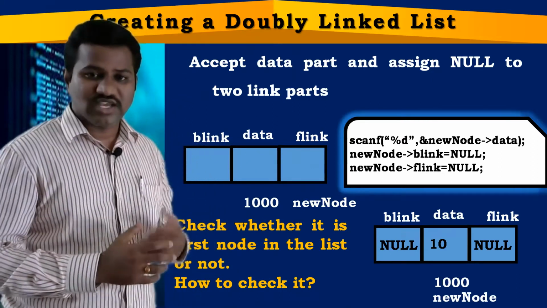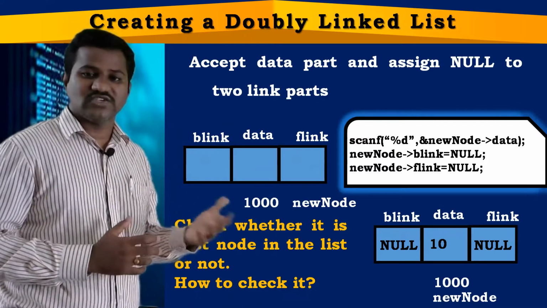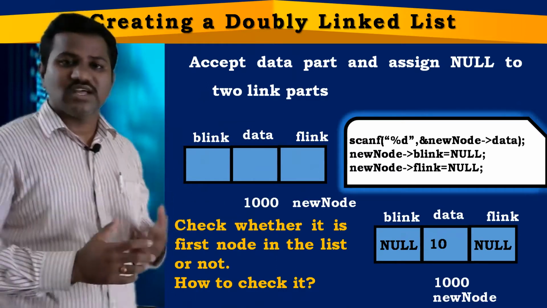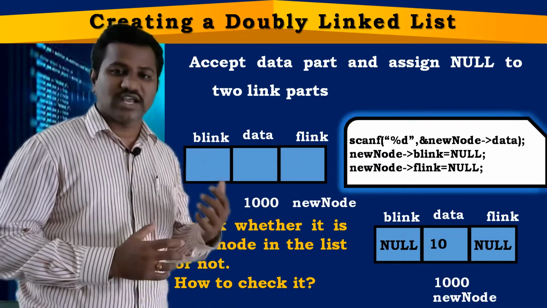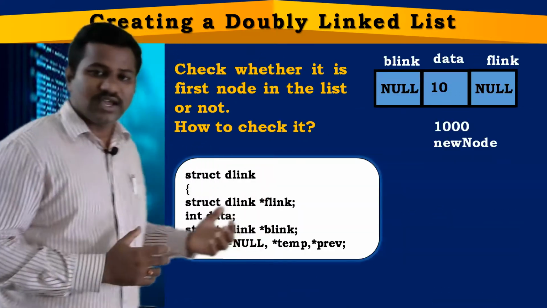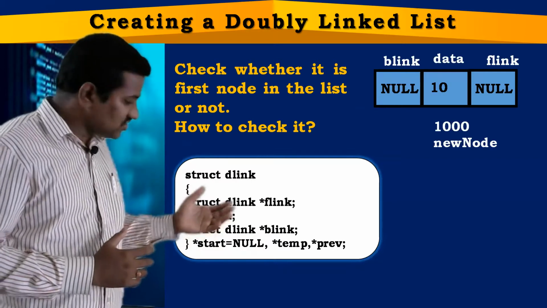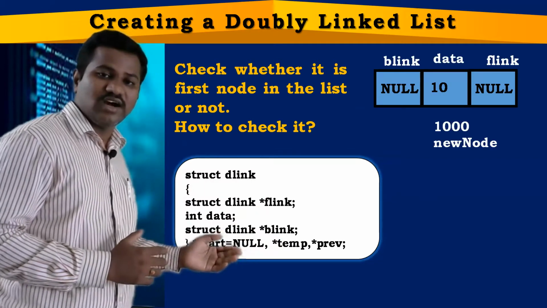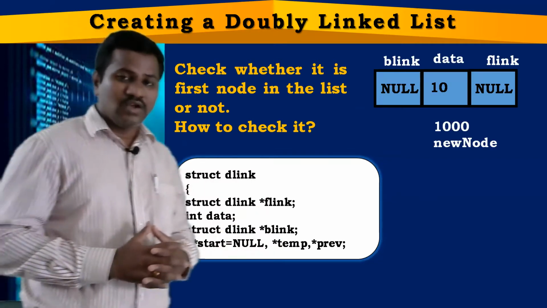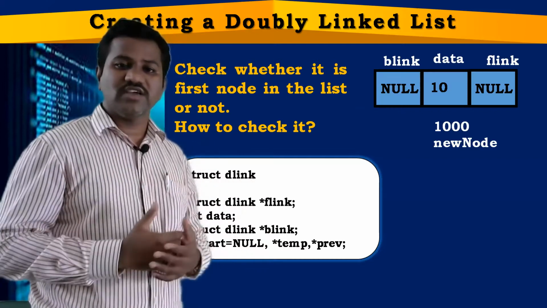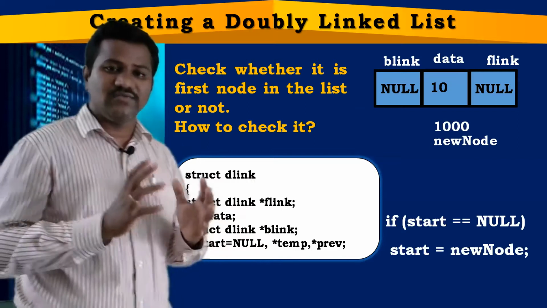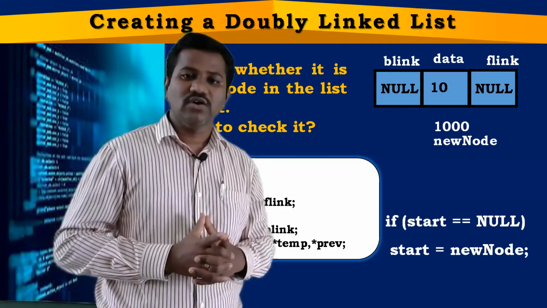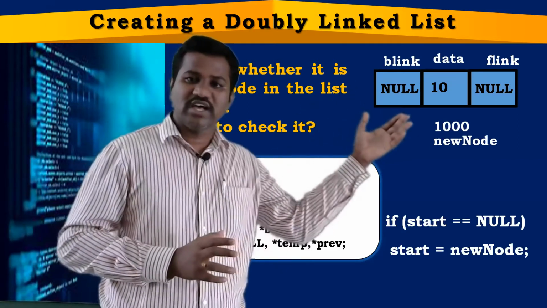So how do we check whether we are creating the first node or not in the double linked list? In the structure definition, we are taking null for the start pointer. When we perform this create operation, and still start contains null, it means we are creating the first node. That means this new node has to become the first node.